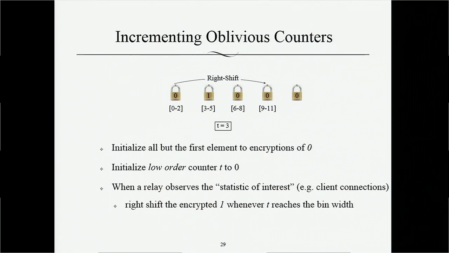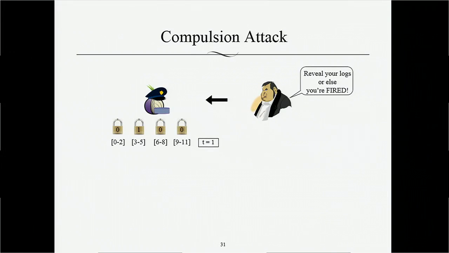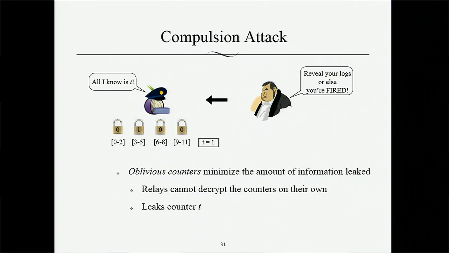And then they reset the low order counter t equal to 0. So this is how relays can obliviously increment the counter, so they don't learn anything inside of the counter. Now coming back to compulsion attacks, relays can be forced to reveal their counters. As you can see, oblivious counters minimize the information that a relay could leak.